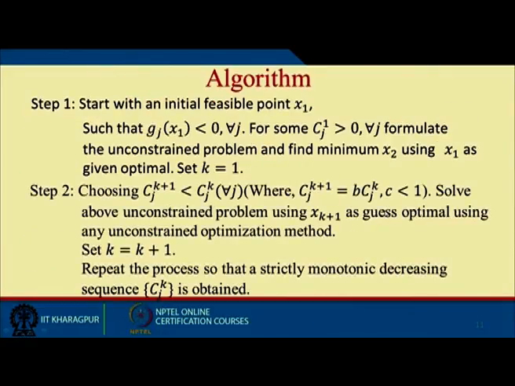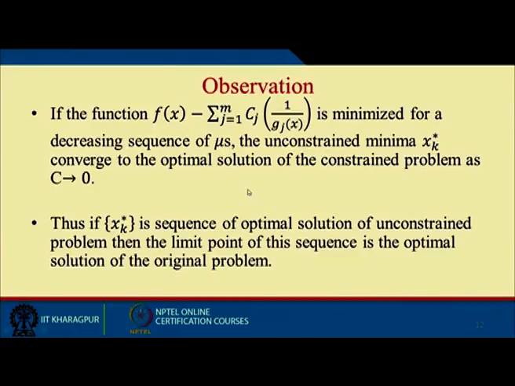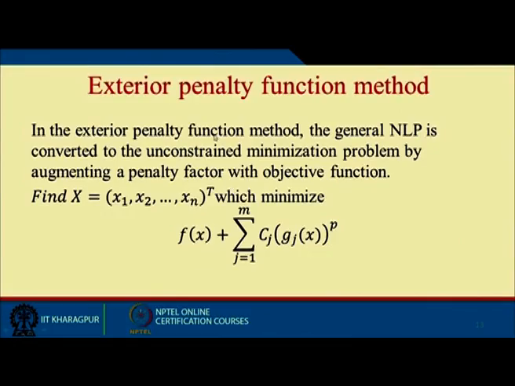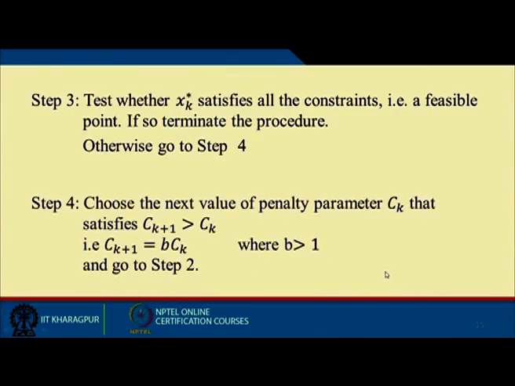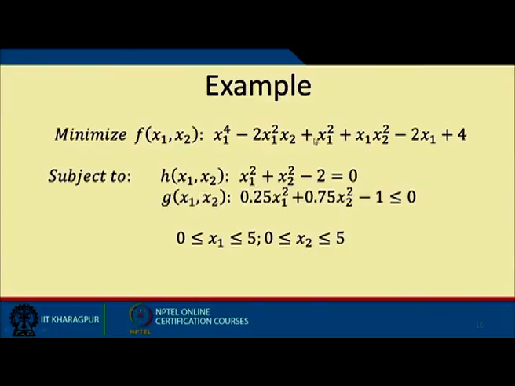The algorithm I have already discussed, and for the exterior penalty function method the algorithm I have already discussed too. The only difference is that here the c values are increasing, whereas for the interior penalty function method the c value is decreasing, then only can we approach the feasible region. That is the difference. Now, if we have this type of example with us, how to solve it?